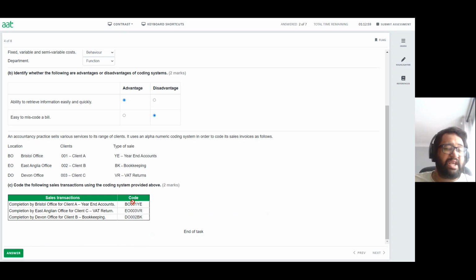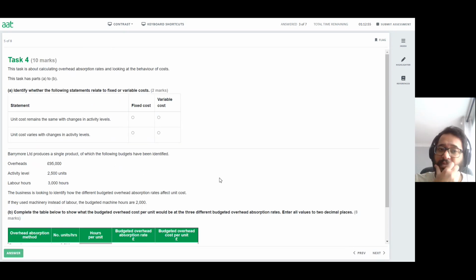Can't get any easier than this. This is an easy 2-mark question there. Let's answer that and move on. Now, next question is task 4.